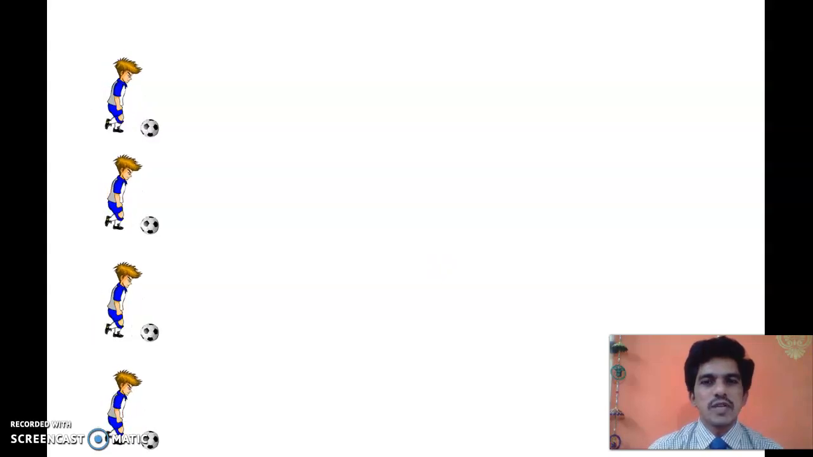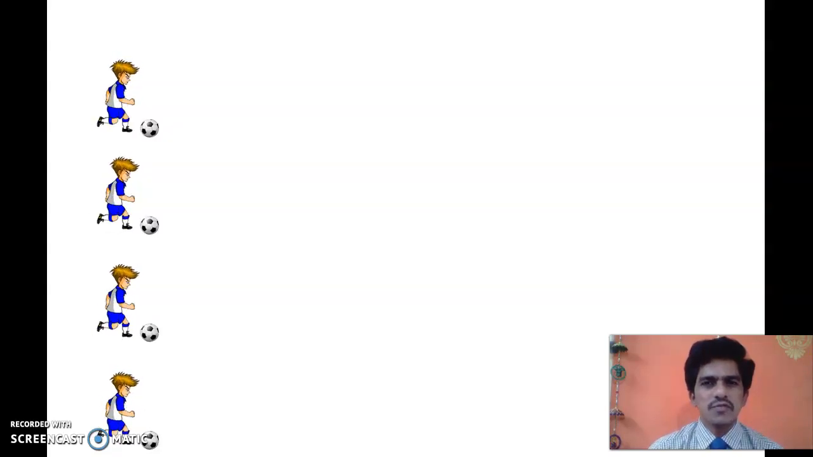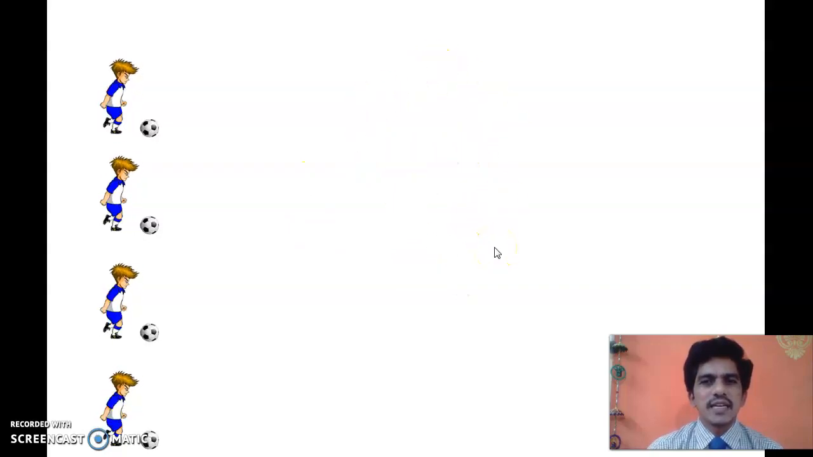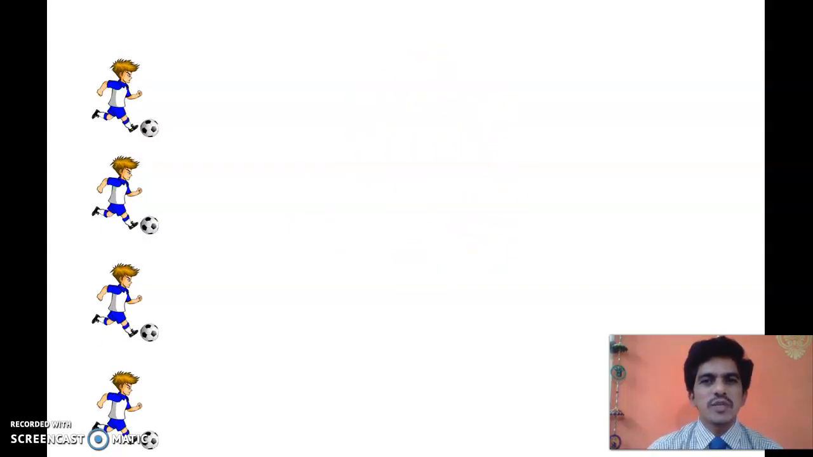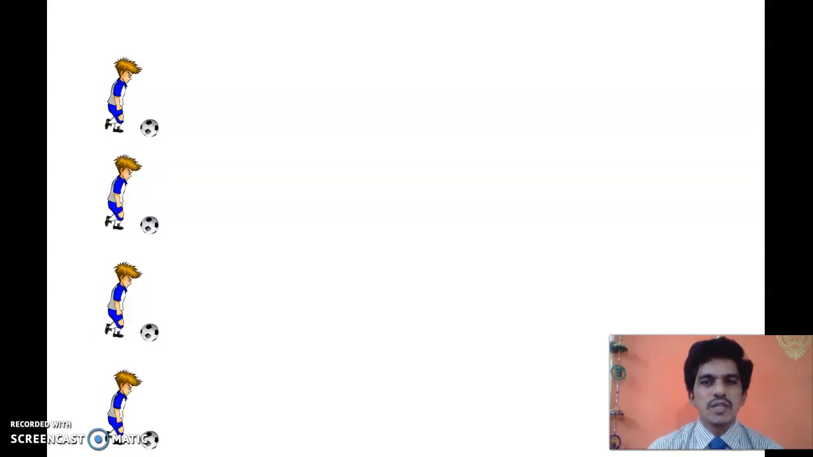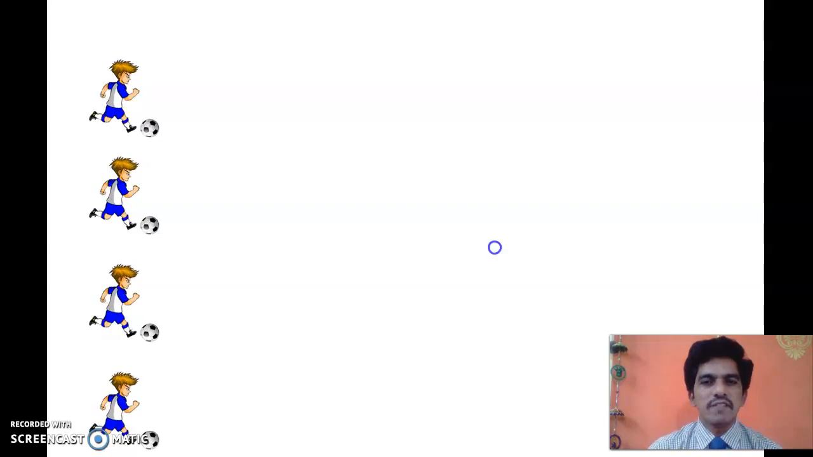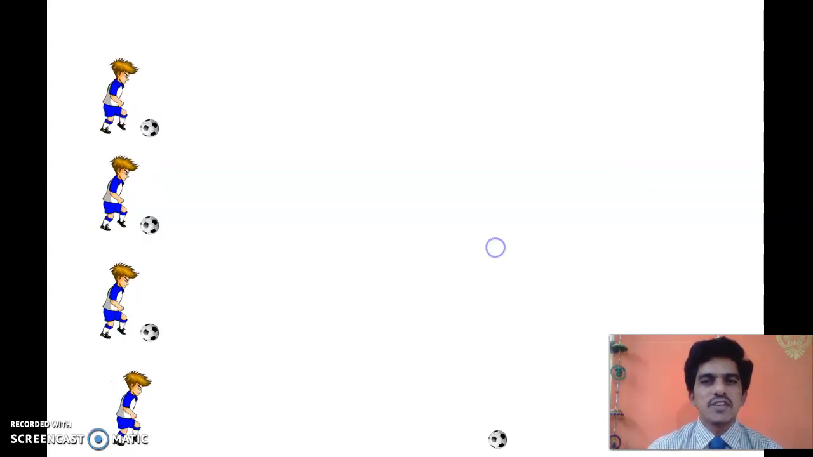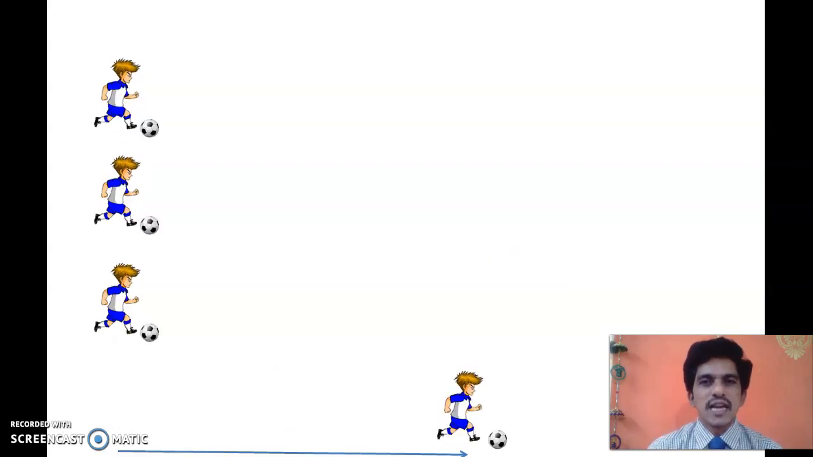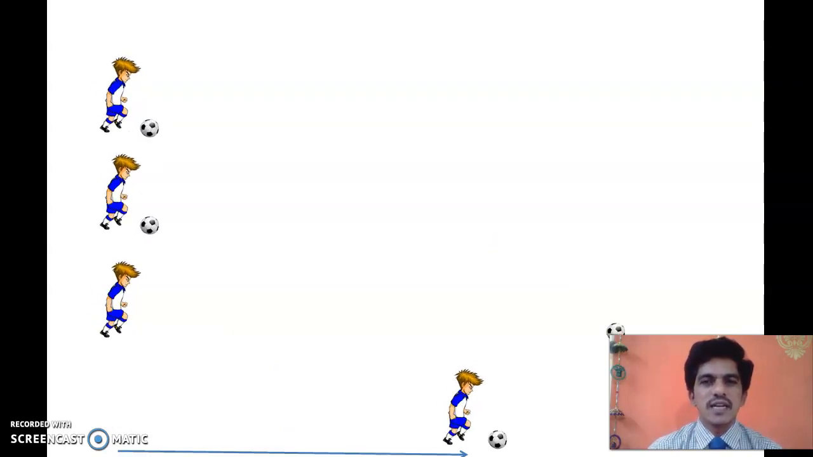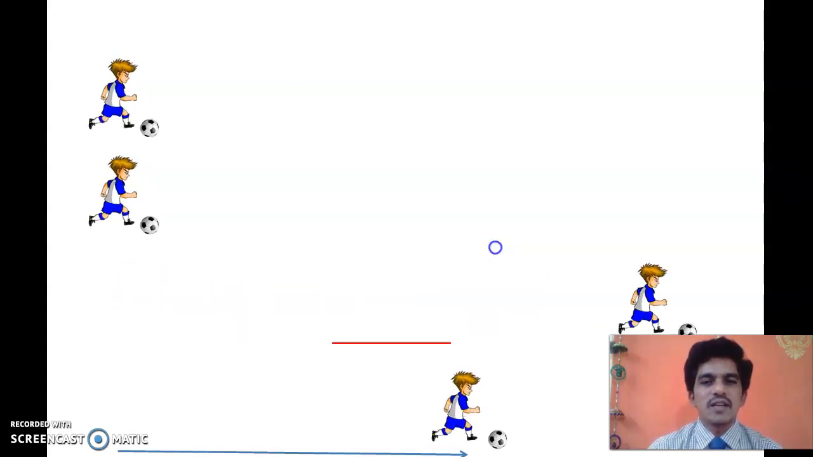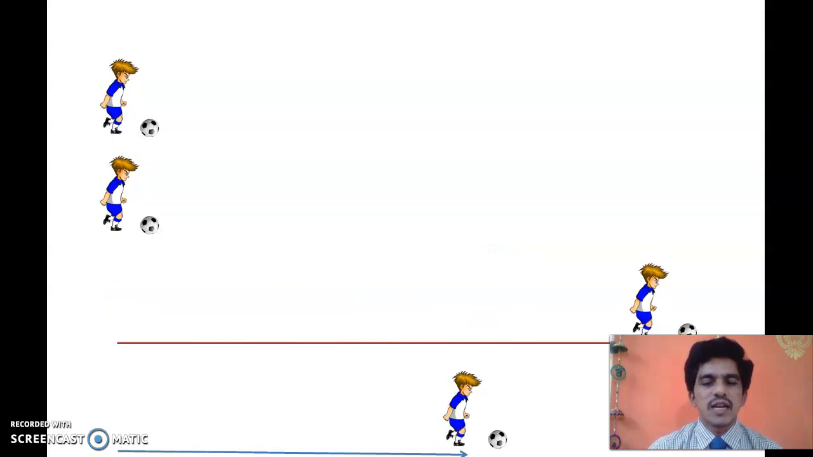Suppose four students are practicing football and their coach has given them an assignment: in 10 seconds, he will check how much distance they have traveled, and there are four students. So they will do it one by one. In this case, the first student has kicked this football and he has traveled this distance, and then the second student has started and kicked this ball and he has traveled a distance which is shown in the red color.